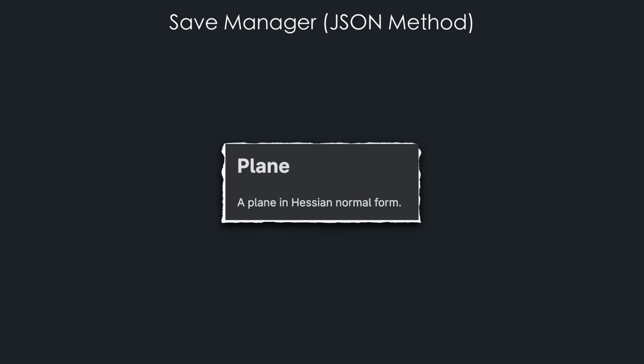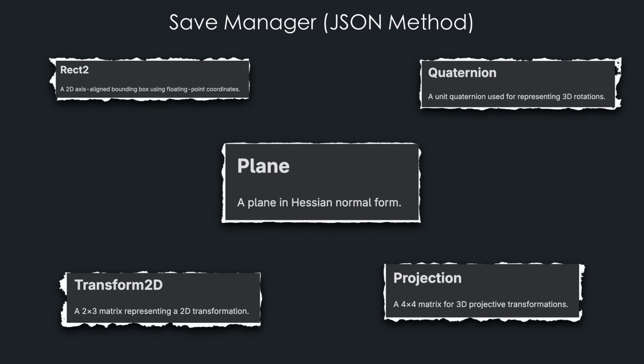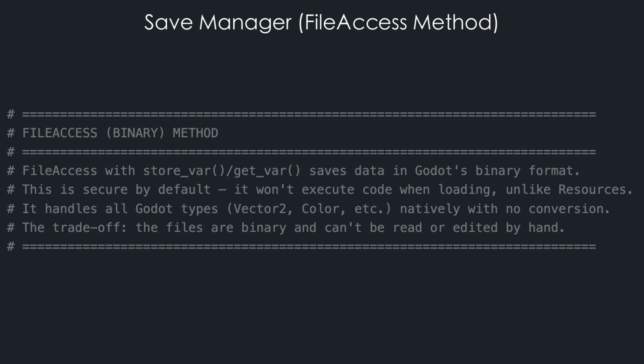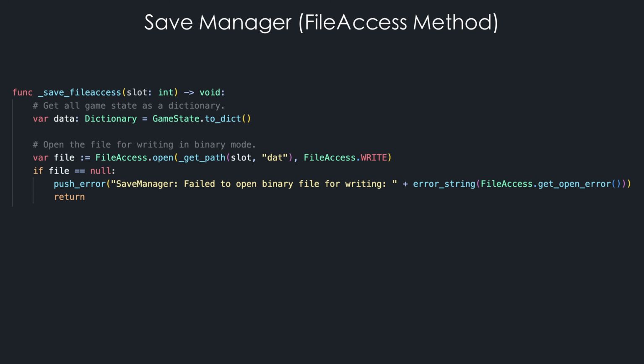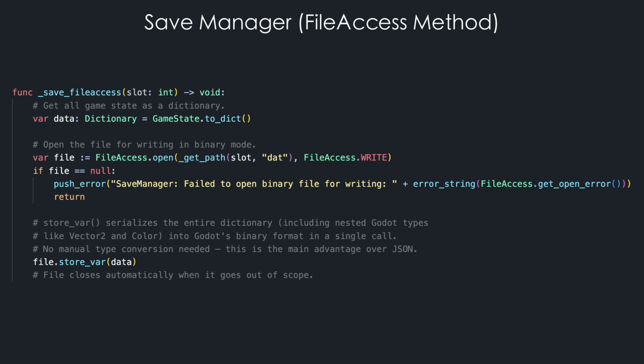If you're handling different native Godot types, you will have to find a way to stringify them yourselves, of course, but it's nothing a quick Google search cannot solve for you. Now, let's switch to the FileAccess method. Let's start by doing the same first steps we did for JSON. Transform the game state into a dictionary, open or create the appropriate save file, except this time the extension will be .dat, and then don't stringify, but call fileaccess.storeVar with our data.